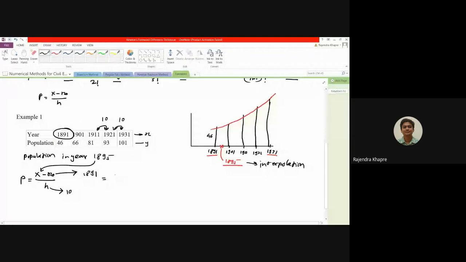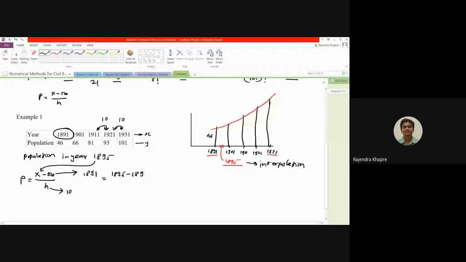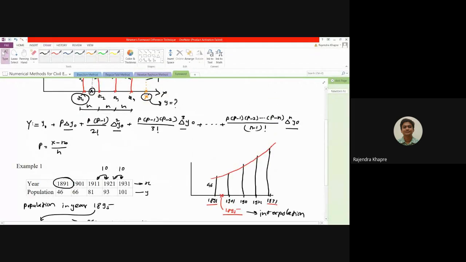So the value of p now will be simply 1895 minus 1891, divided by 10. Can anybody tell me what the value of p will be? 0.4. Okay, so this is the value of p. Now if you refer to this equation, you have y is equal to y0 plus p. So p is calculated. Now we have to calculate delta y0, delta square y0, delta cube y0, and so on.